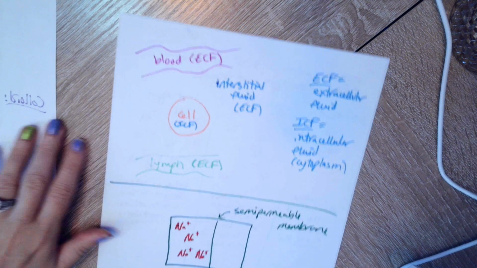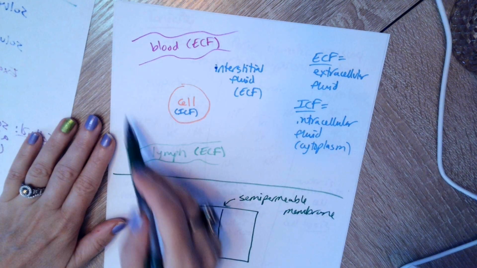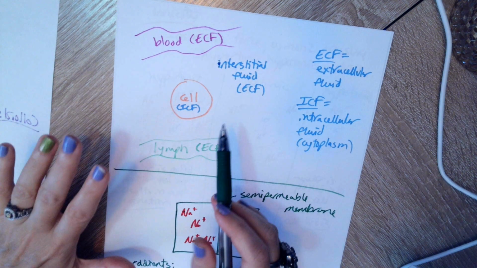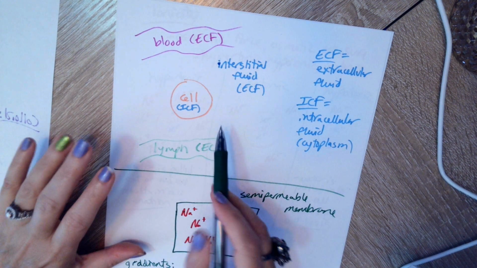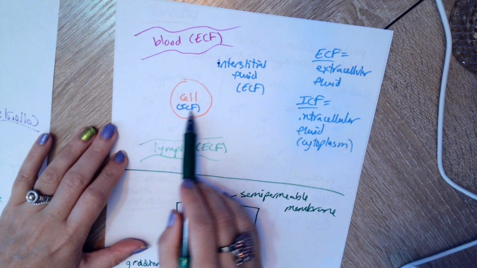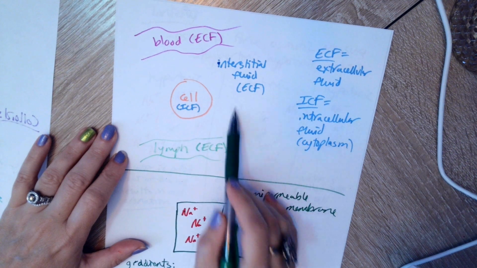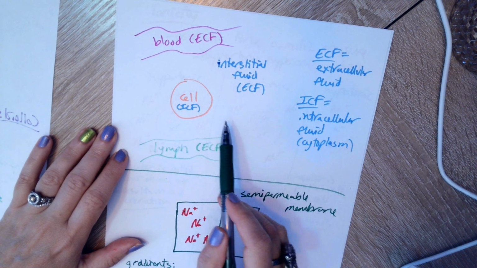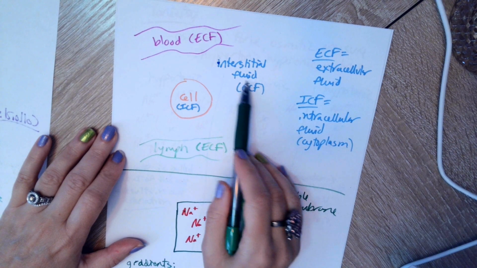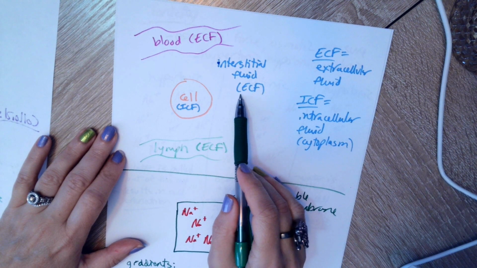Okay, so in the body, when we're looking at solutions, we need to think about where fluids are found in the body, and we're going to zoom in on a tissue and on one particular cell in a tissue. So this would represent the tissue. Here's a cell. There would be other cells all around it. The fluid that surrounds the cell is called the interstitial fluid, and that is part of the ECF.